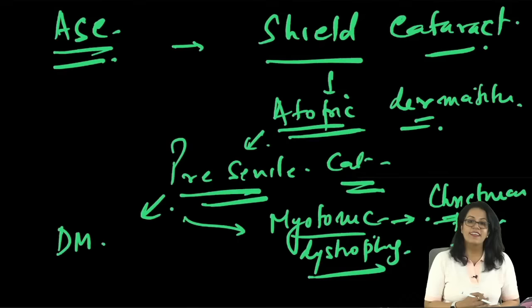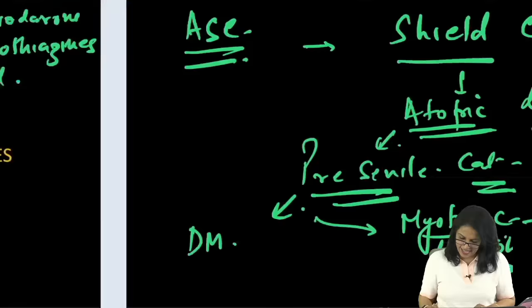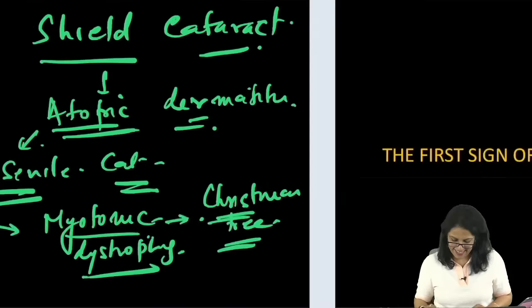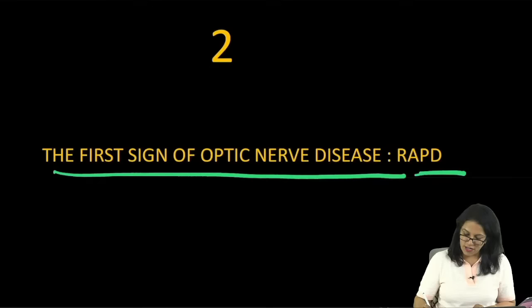Very good. I think now we have covered maximum points around this, so we can go to the next liner now. Number two. The first sign of optic nerve disease is RAPD. Okay, so what is relative afferent pupillary defect?